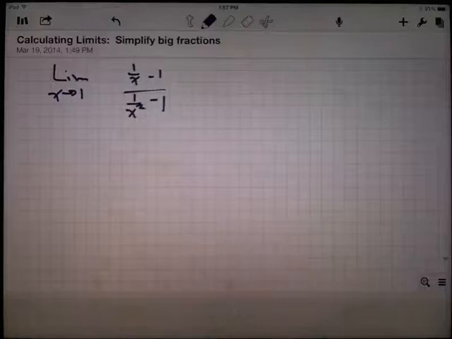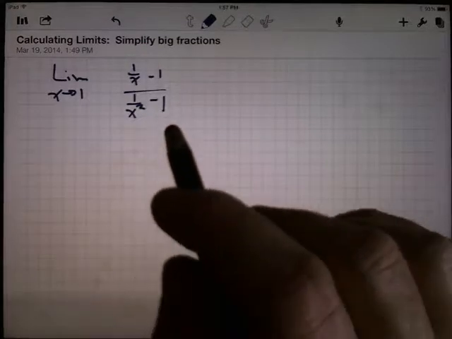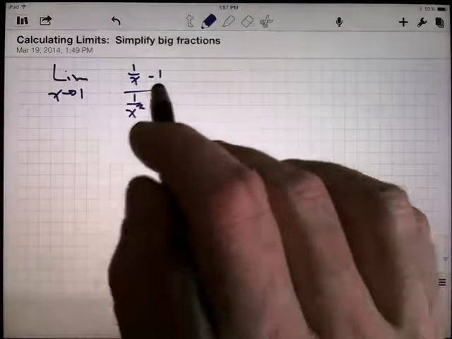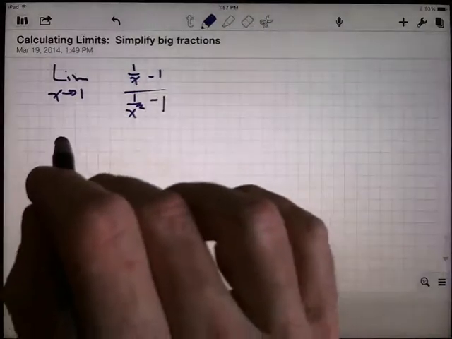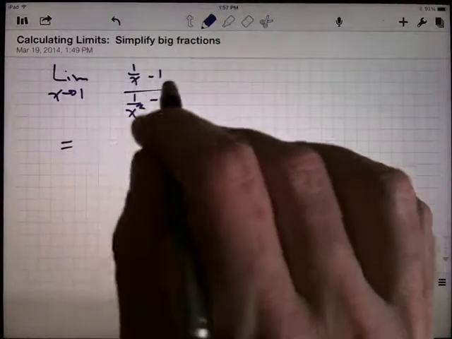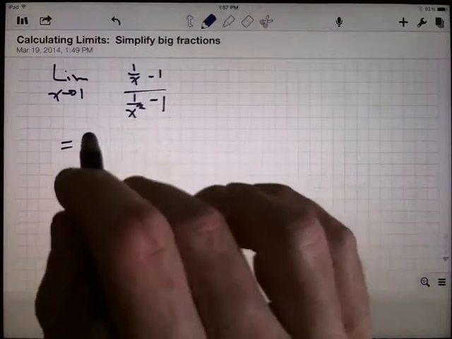Here's a technique for evaluating limits algebraically. It's just using your algebra skills to simplify big fractions. I'm going to do this problem here two different ways. The way that I first learned how to do it, and did for many years, is: how do you simplify a big fraction like this?